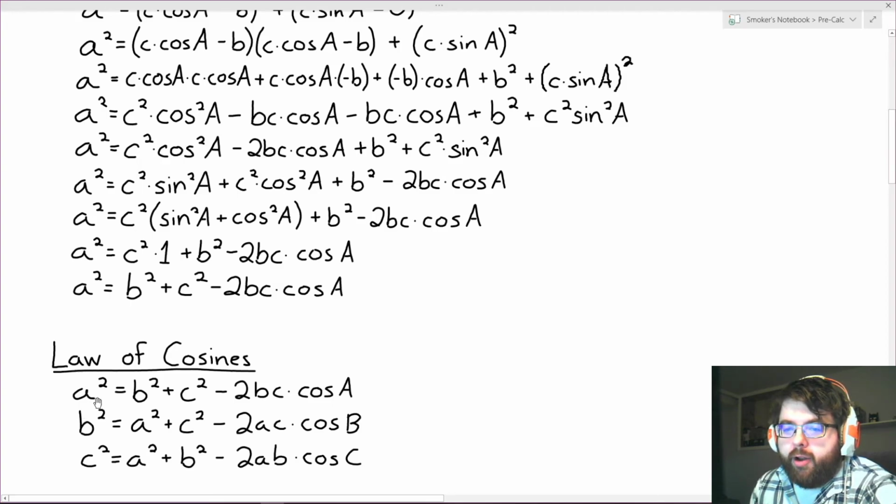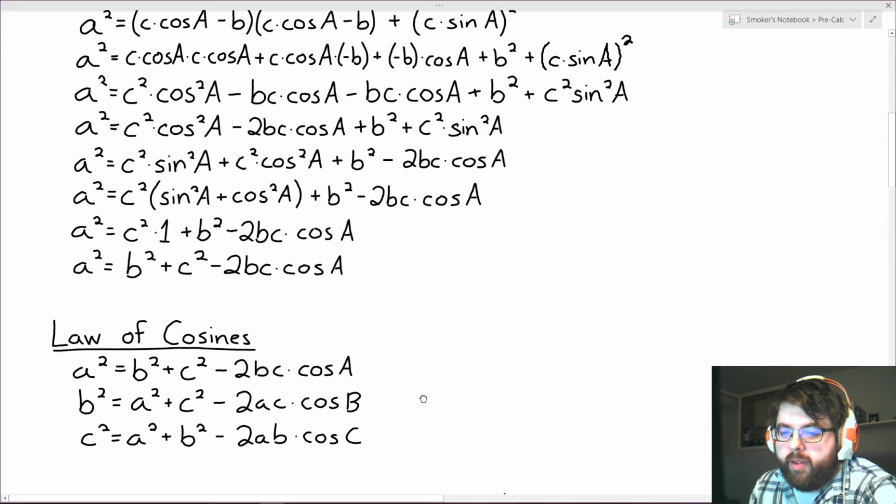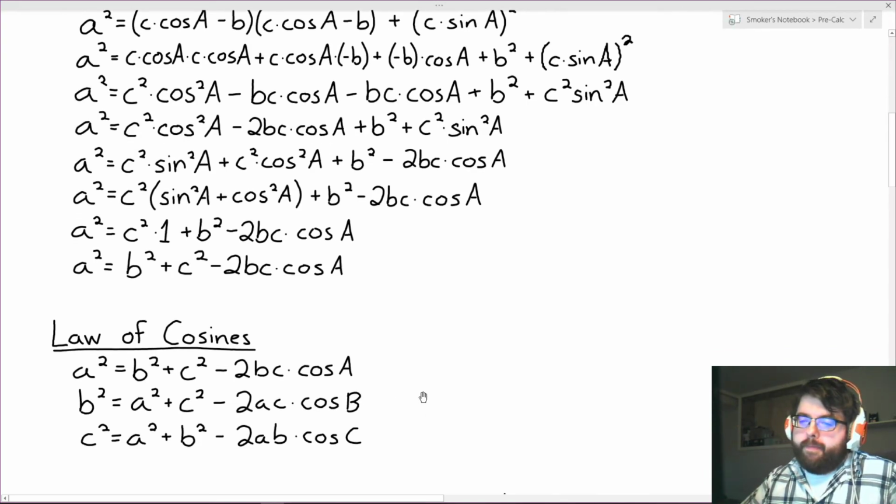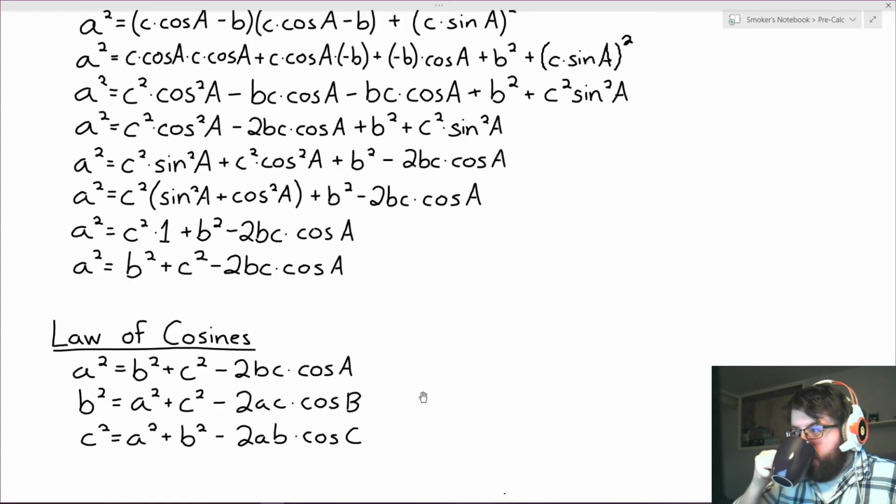But ultimately, how it looks is whatever side is by itself on the equal side, that's the angle. See how the little a is here, big A is over here. The side and the angle that are opposite each other go on either end of this, and the other two sides go in the center here. So it's a side, an angle opposite, and the other two sides. So this is a more complicated law than sines. The law of sines is a little bit more simple.